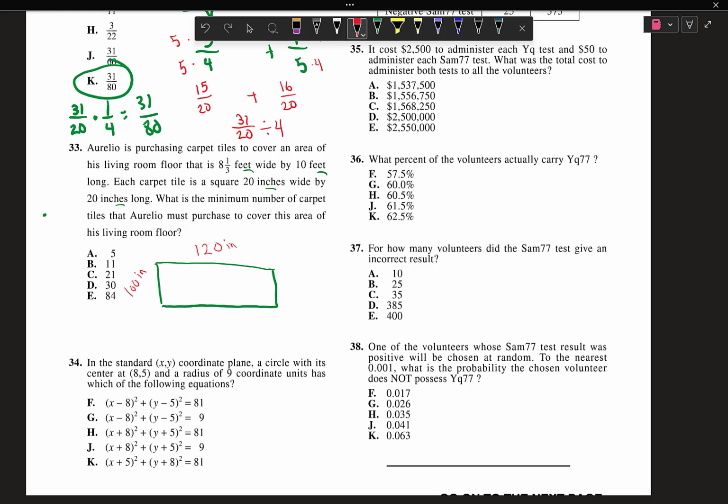The area is just length times width, so that's going to be 12,000 square inches. Well, the area of one carpet tile, these carpet tiles are 20 by 20, so their area is 400. So to figure out how many of these little carpet tiles we need to cover 12,000 square inches, we're just going to divide 12,000 by the area of the tiles. That gives us 30.